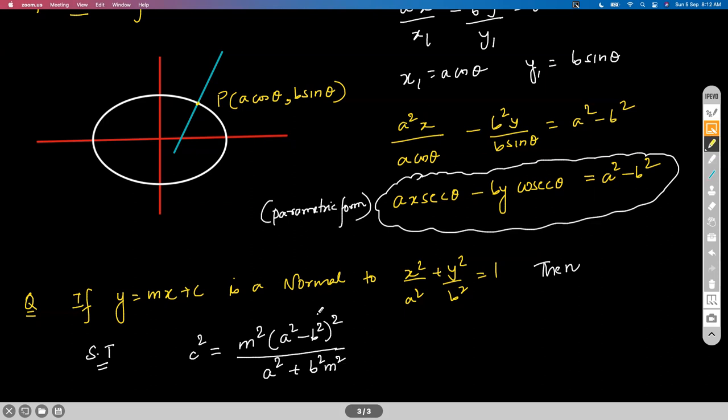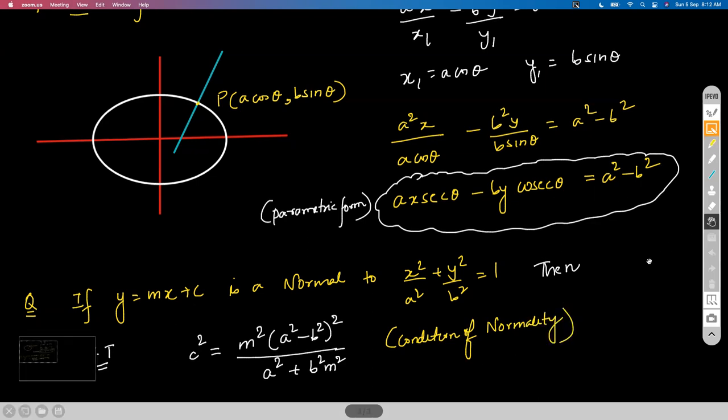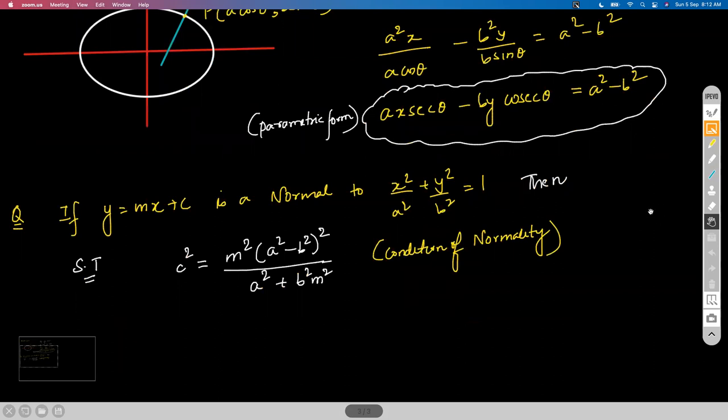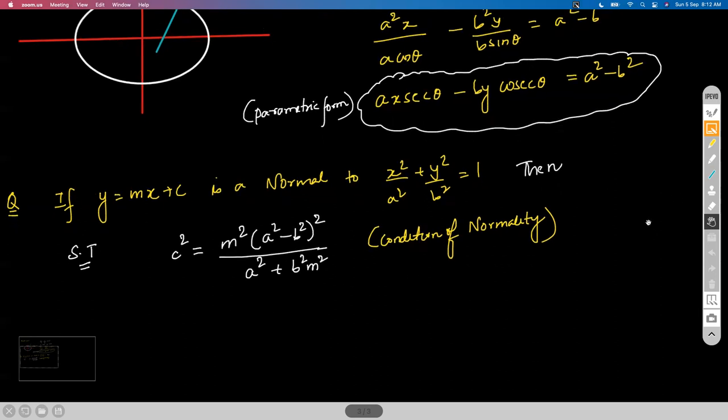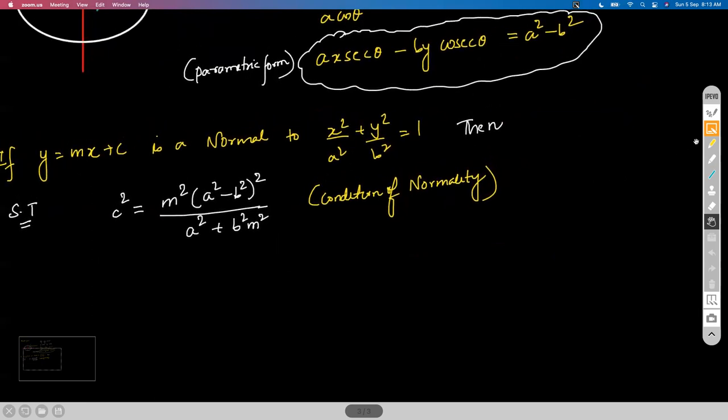By the way, this result that you see over here is also called the condition of normality. Just like there is a condition for tangency, that is c square is equal to a square m square plus b square, for a line y equal to mx plus c to be a tangent to a standard form of an ellipse. In the same way, for y equal to mx plus c to be a normal to a standard form of an ellipse, the condition for normality is c square is equal to m square times a square minus b square whole square upon a square plus b square m square. Everybody please try to prove this. It's very easy. And do let me know with a done that you are done with it.